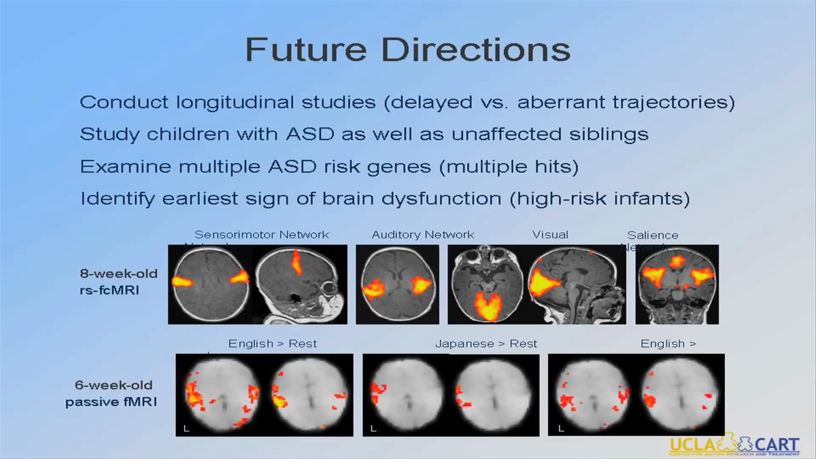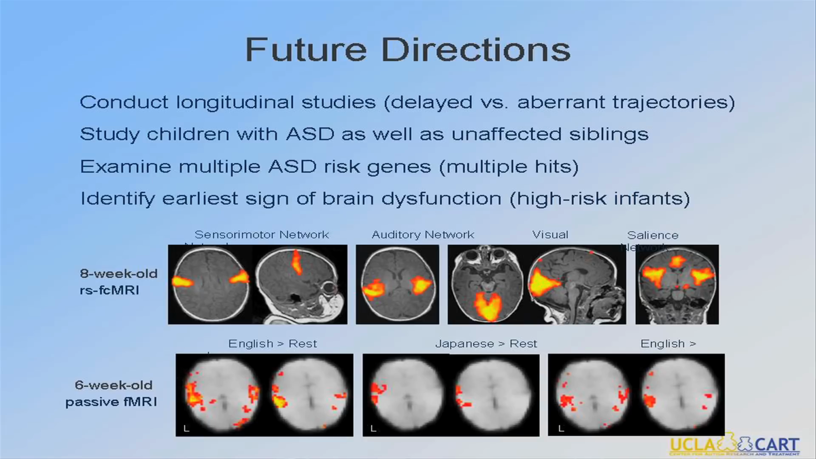And this is some very, very early data that Mirella Dapretto has acquired from an 8-week-old infant looking at resting state connectivity. And even at 8 weeks of age, you can already see these resting state networks, which is really kind of interesting.